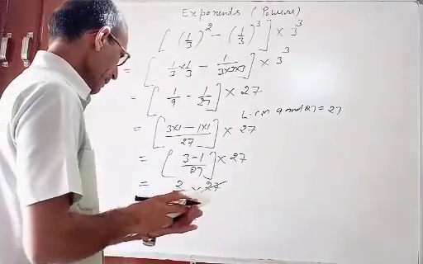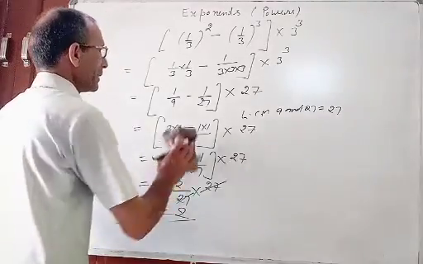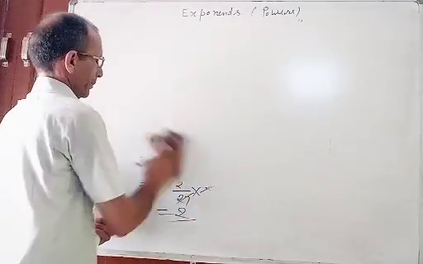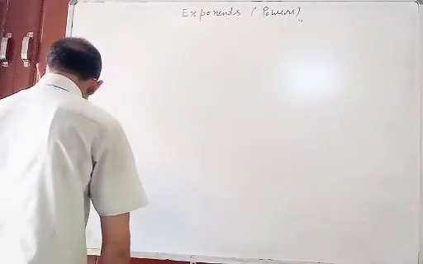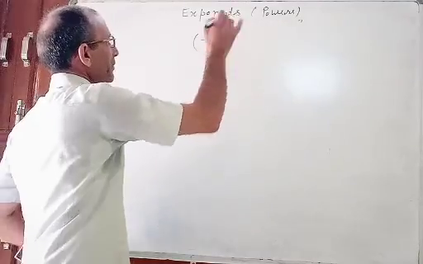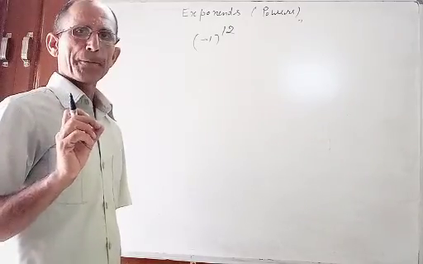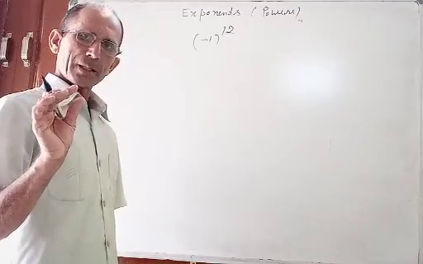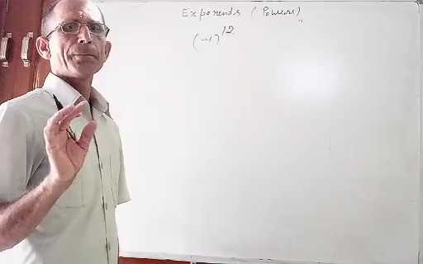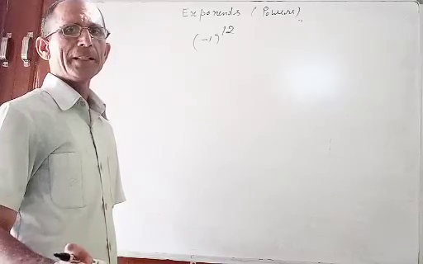Next question in exercise 2.1. Now others are simple. For the second part of question number 2, I am taking minus 1 raised to the power 12. For this you have to keep one thing in your mind: if any negative number is multiplied even times, the result will be plus. If any negative number is multiplied odd times, the result will be minus.